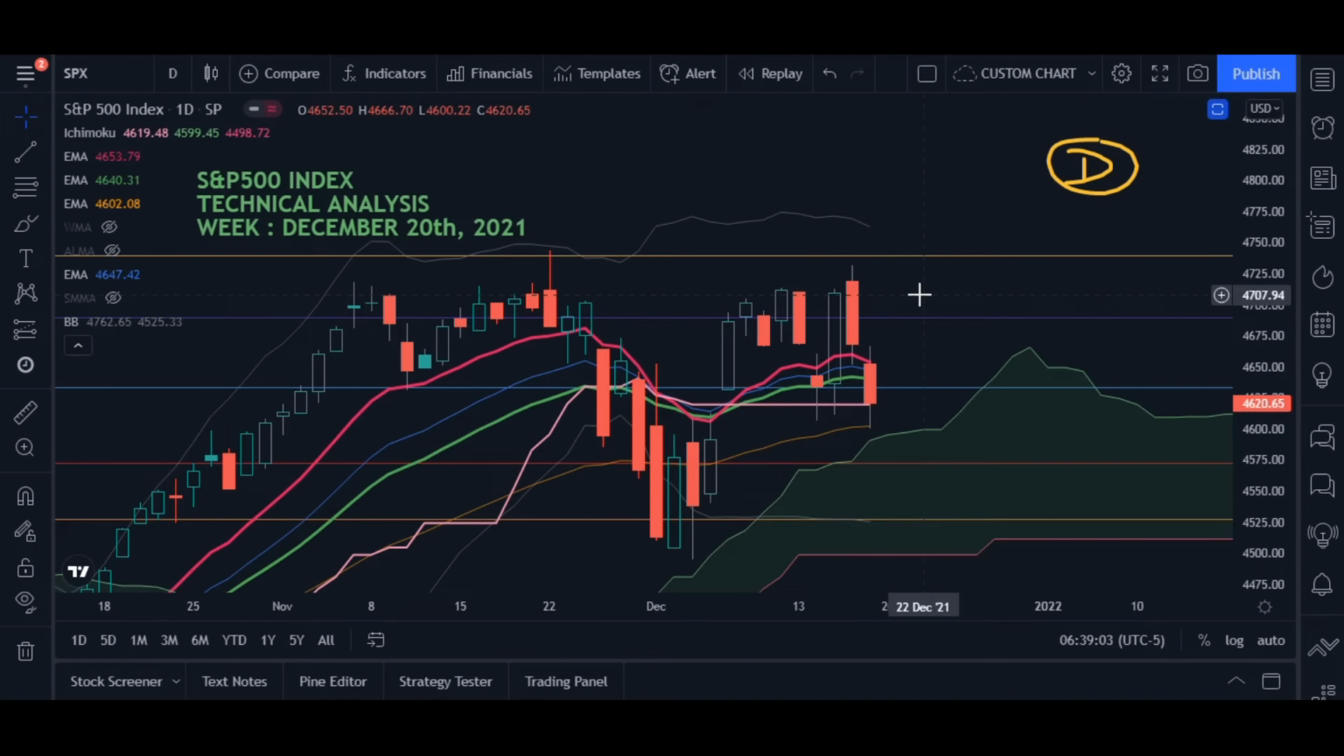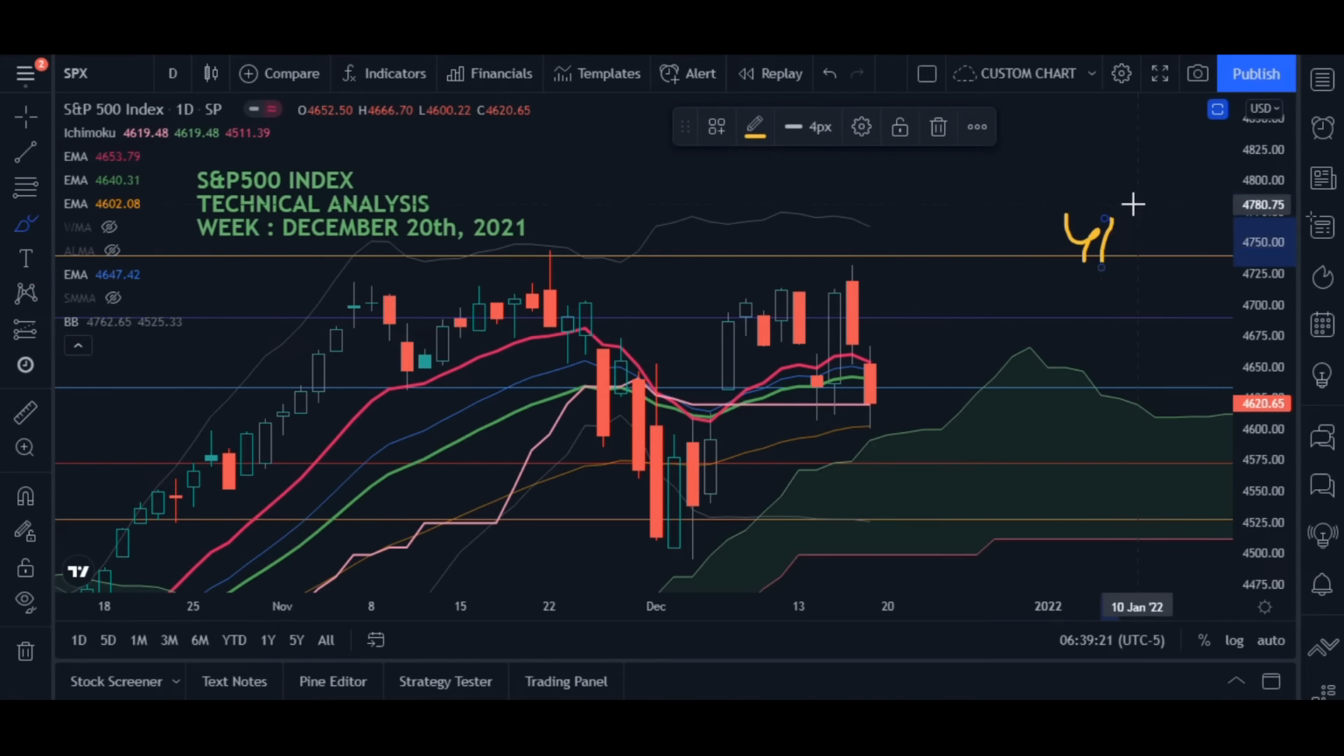So first, let me write down support and resistance. Support and resistance will remain the same. There is no change in that. Okay, so here we have very heavy resistance at 4740. Then another resistance at 4690. Then 4633. Yeah, we can say 4635.